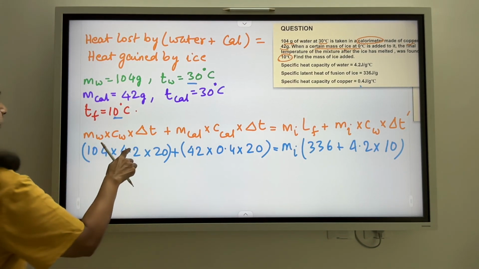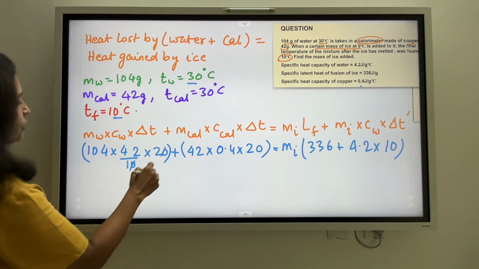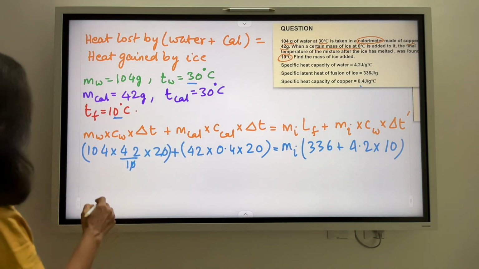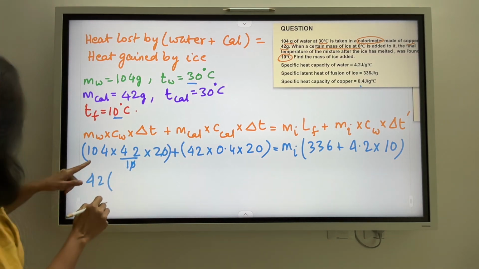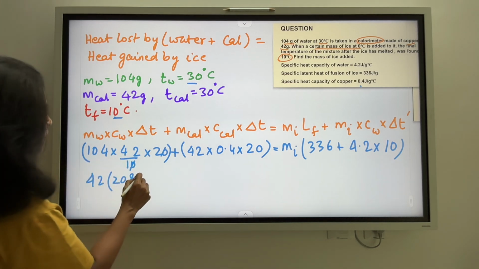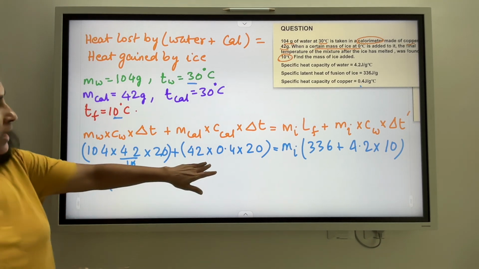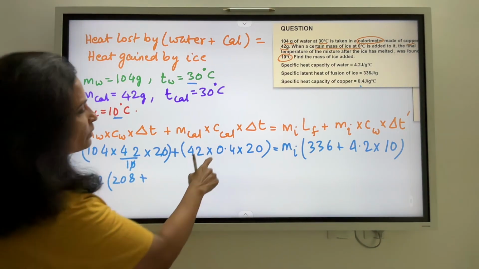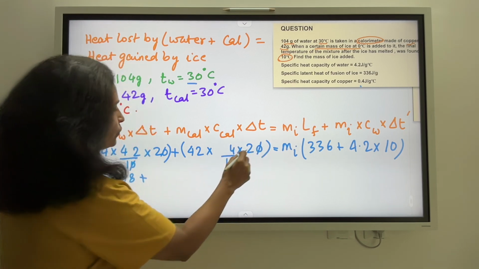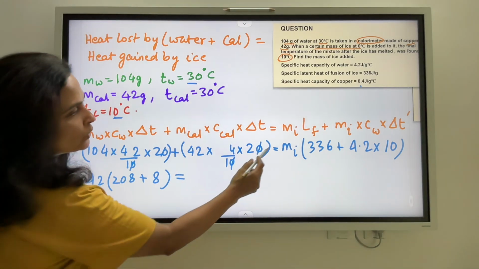Calculations need to be done. So I can write this as 42 by 10. The 0 0 is gone, so I have 42 which I can take common. 42 can be taken common, so I take 42 out. What do I have here then? 104 into 2 is 208 plus, what is left here? What do we have here? So this can be written as 4 by 10, isn't it? This can be written as 4 by 10. So 4 2s is 8. I have already taken 42 out. And what do I have this side?